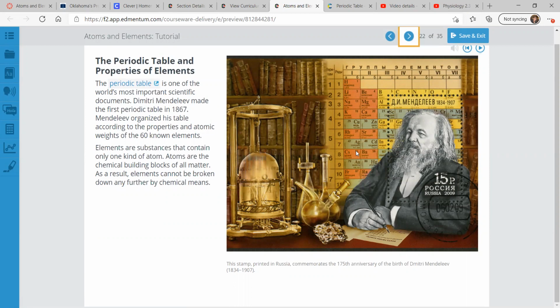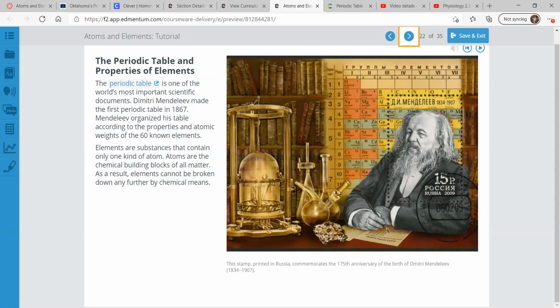And now we're going to look at the properties of elements and why it makes sense that they are where they are in the periodic table. This is Dmitri Mendeleev. He is on a stamp printed in Russia, and it commemorated the 175th anniversary of his birthday. So very important scientific figure. And the periodic table is one of the world's most important scientific documents. And he made it all the way back in 1867.